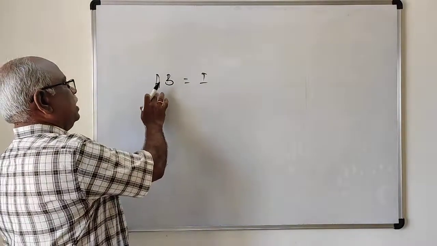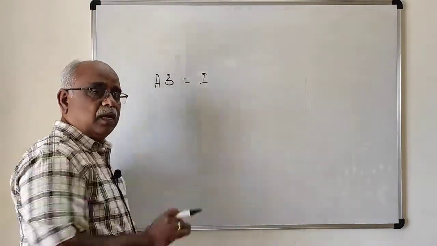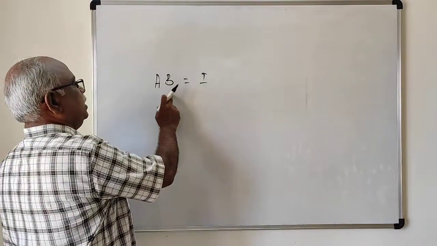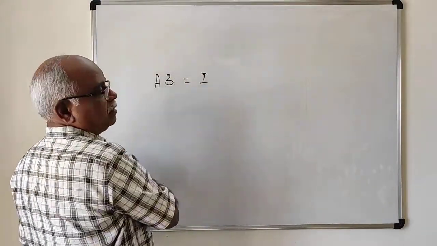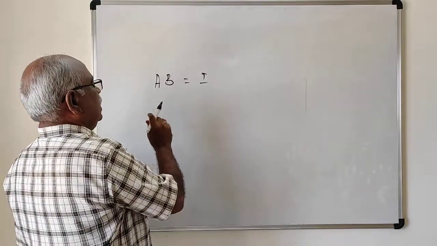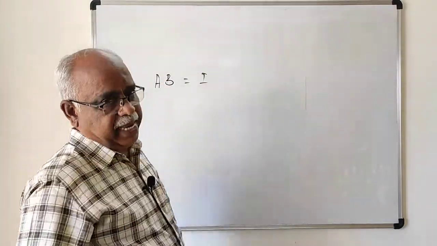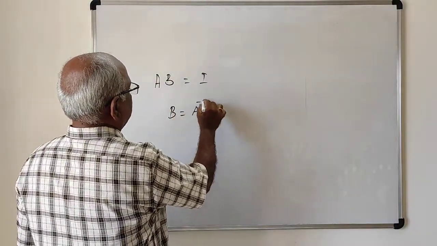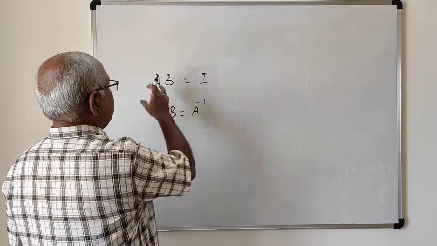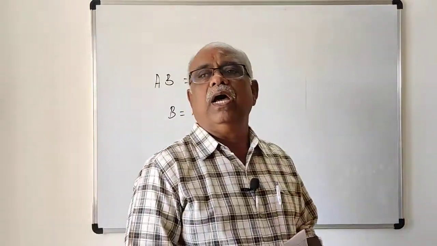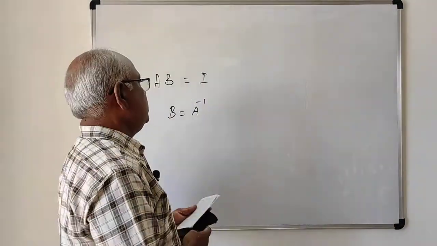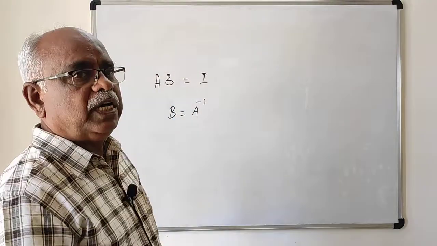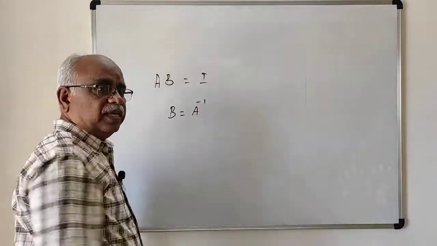A is any square matrix of order M and B is a square matrix of the same order M. If the product AB gives you the identity of the same order M, then B is called the inverse of the matrix A, and B is denoted by A inverse. If it is the case, A is invertible. That is the definition of the inverse of a matrix. That means a matrix and its inverse, after multiplying, give the identity matrix of the same order.